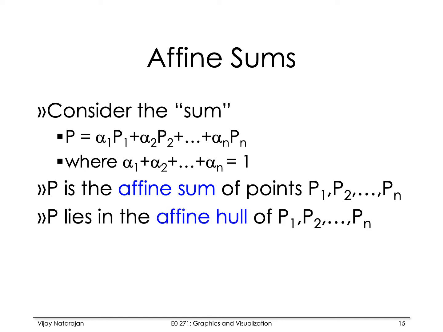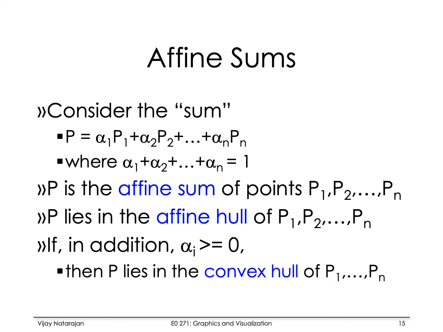So more specifically, we define this affine hull, right? Point P lies in the affine hull of P sub i's if P can be written as an affine sum of the P sub i's. If in addition your alpha sub i's are non-negative, then what you have is the convex hull of the P sub i's, right? So P is said to lie within the convex hull of P sub i's if it can be written as an affine sum where the alpha i's are greater than or equal to 0.